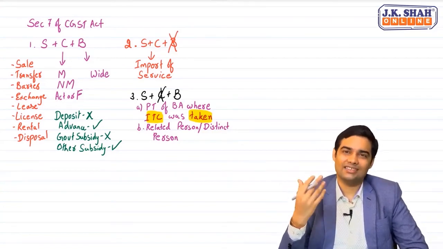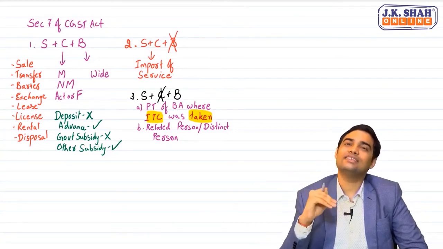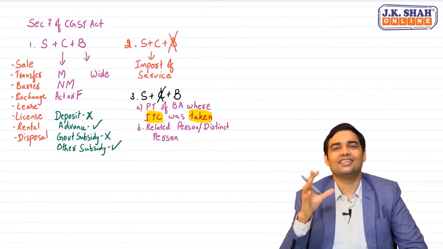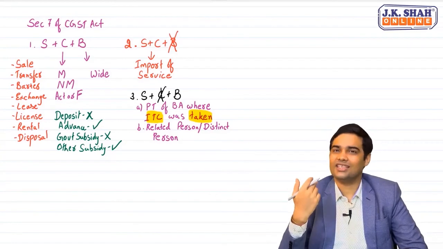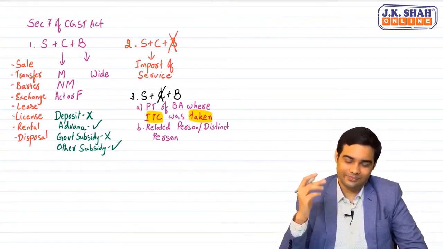And then the last instance is distinct person. See, branches which are required to register separately or are registered separately, for each registration they would be regarded as distinct persons. Again, this would be a case of supply without consideration and GST would be applicable.